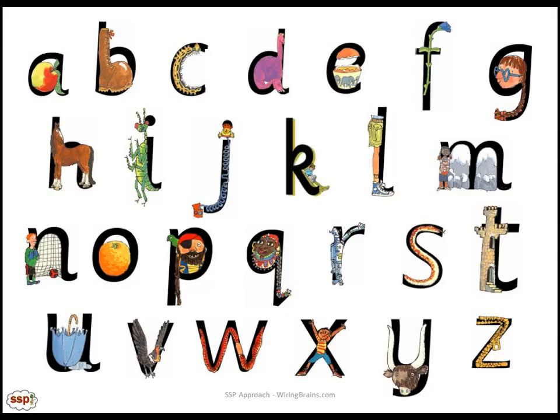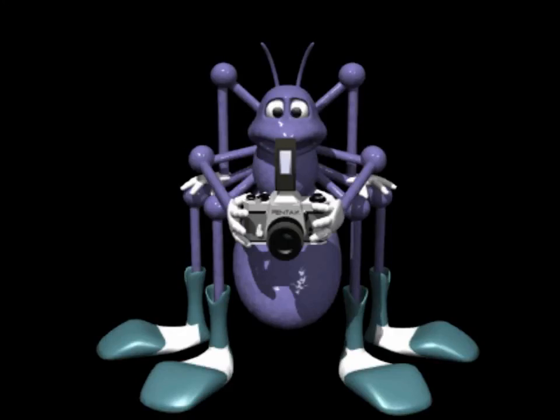So we've done them all. A, B, C, D, E, F, G, H, I, J, K, L, M, N, O, P, Q, R, S, T, U, V, W, X, Y and Z. The letters are used for the pictures of the speech sounds.